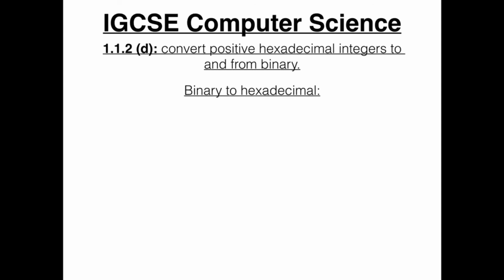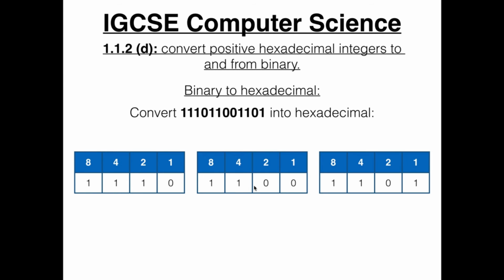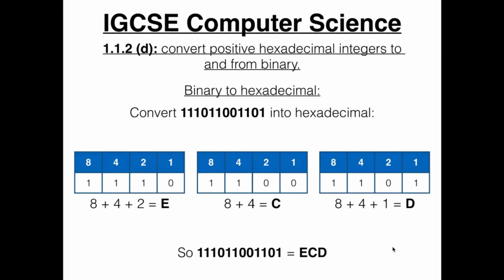Let's convert a larger value, like this large thing here. So of course plug them in, and then sum them. So 8 plus 4 plus 2 gives us 14, which is E. 8 plus 4 is 12, which gives us C. And 8 plus 4 plus 1 is 13, which gives us D. So therefore our answer is E, C, D.